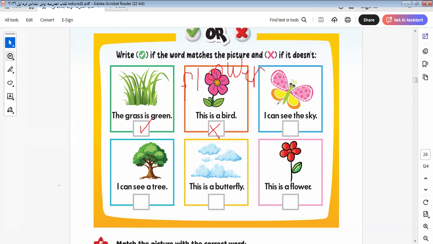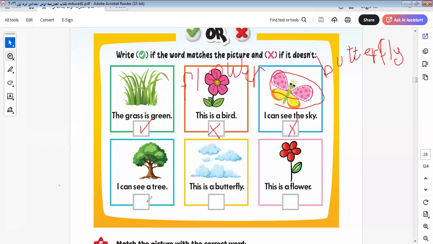I can see the sky. Can you see this sky? No, this is not a sky. This is a butterfly. So this is wrong.